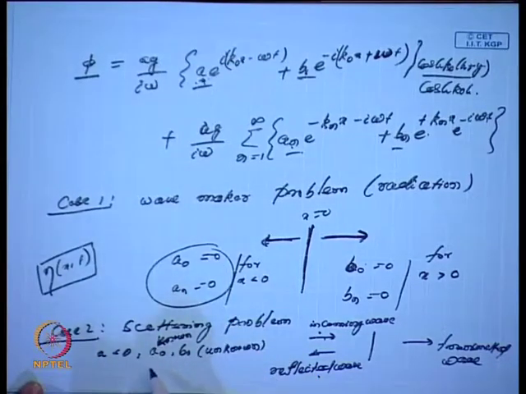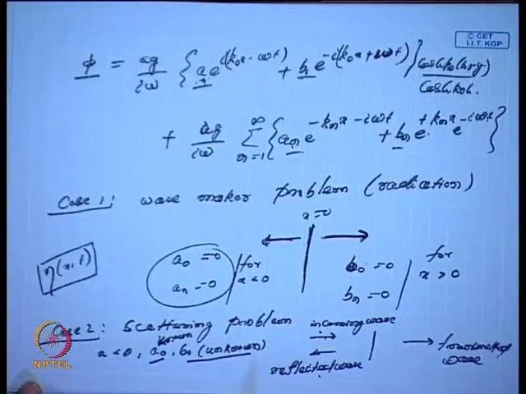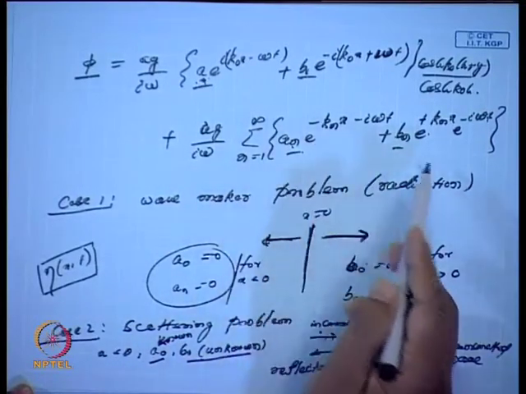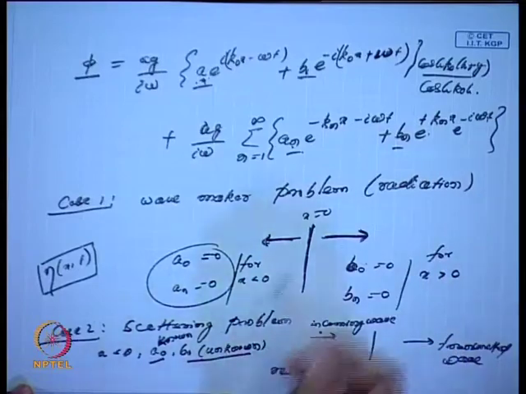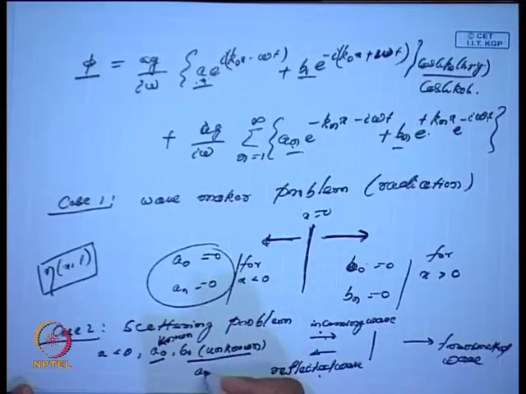This I call the incoming wave. I assume the nature of the incoming wave is known, and b 0 is the amplitude associated with the outgoing wave, that is the reflected wave, which is unknown. And again on the left side, x less than 0, the a n should be 0, all a n's are 0.